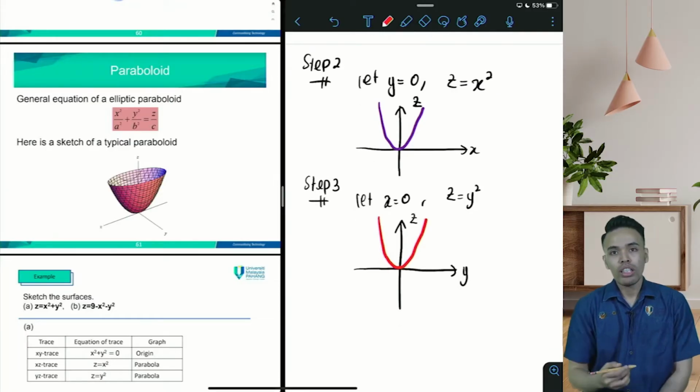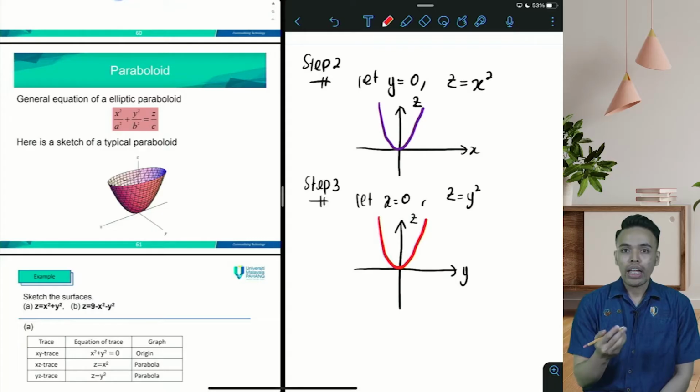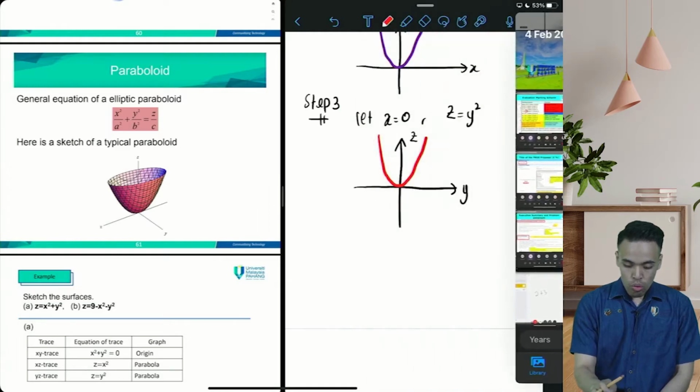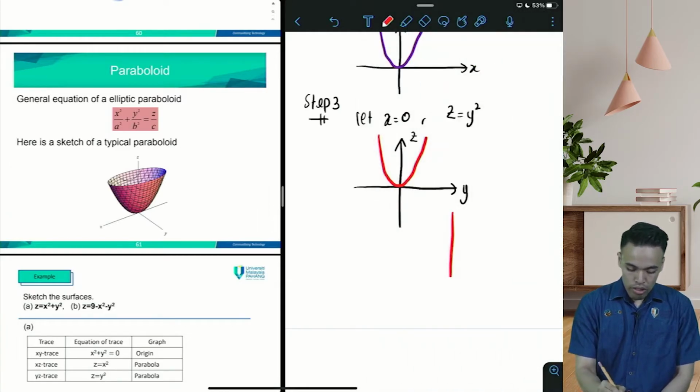As mentioned earlier, by combining all the curves you obtain from all three steps, you will end up getting a surface in 3D. Alright, so let me sketch my axes first, the axes that involve z, y, and x.